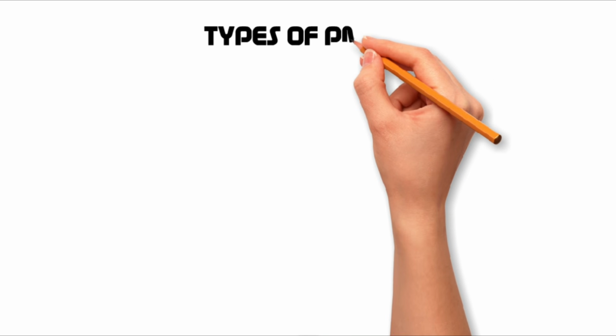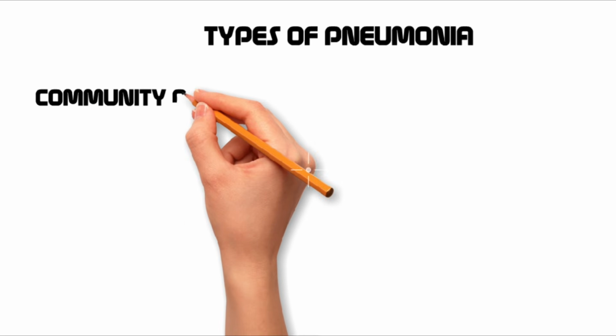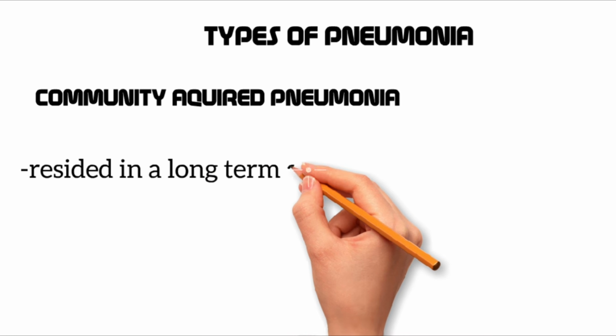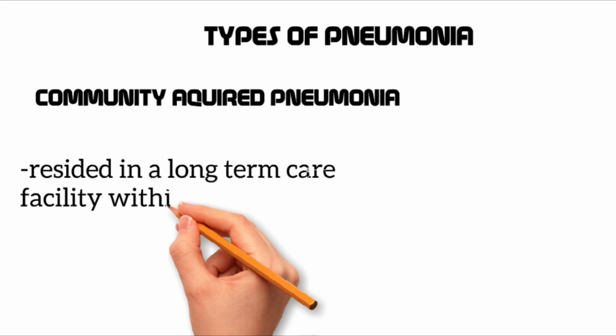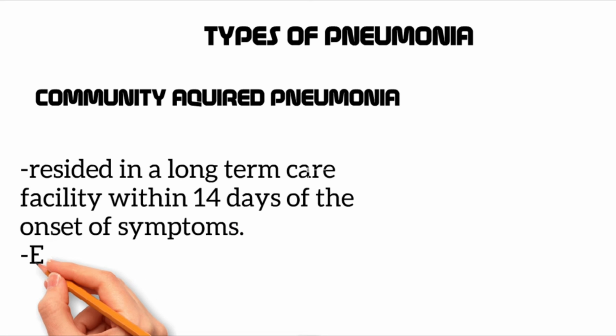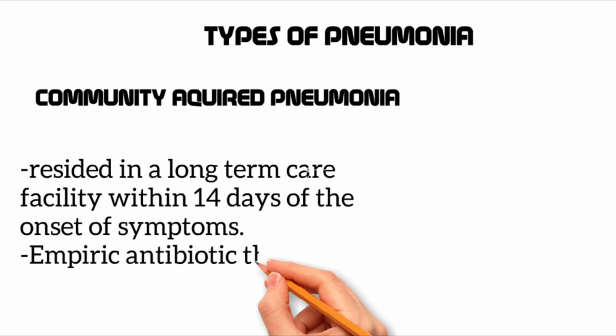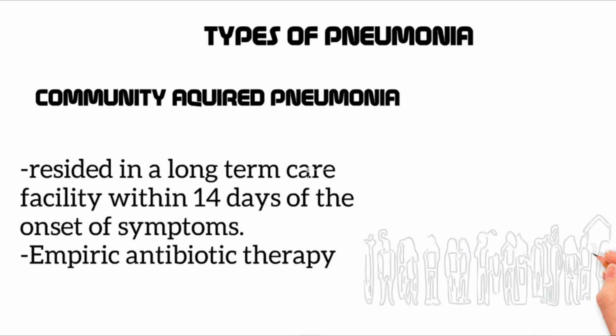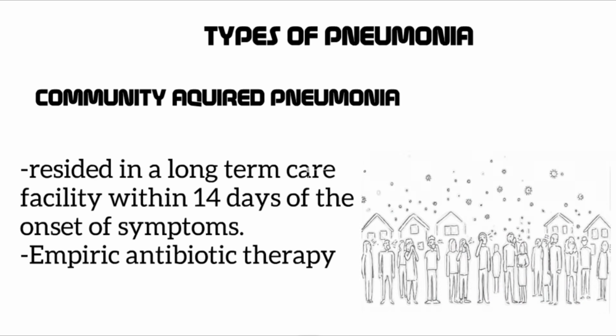Now let's look at the types of pneumonia. Community-acquired pneumonia, CAP, is an acute infection of the lung occurring in patients who have not been hospitalized or resided in a long-term care facility within 14 days of the onset of symptoms. Empiric antibiotic therapy should be started as soon as possible. Empiric therapy is the initiation of treatment before a definitive diagnosis.